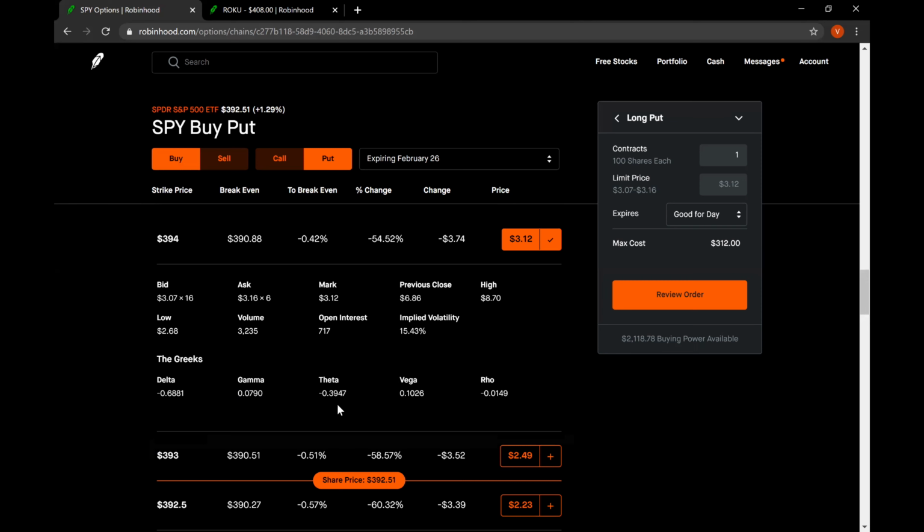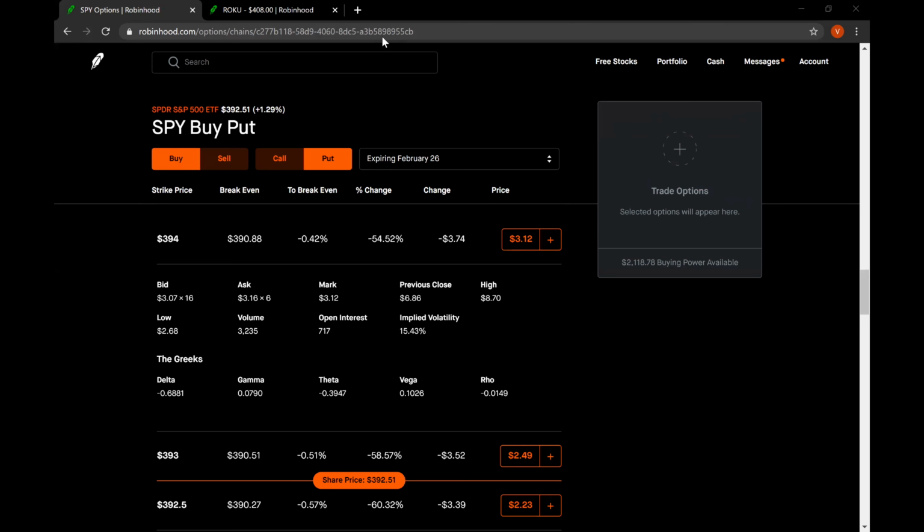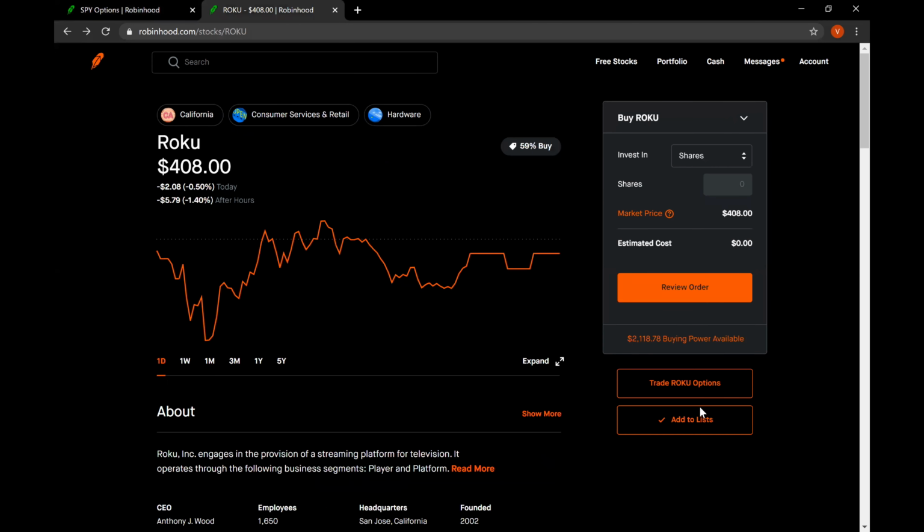Now I'm going to show you an example on Roku. So Roku is the same thing. Trade Roku options, and like I said, SPY is the only stock in the world that has 3 expiration dates in a given week. Any other stock has 1 expiration date per week. So the next one after the 26th, it's March 5th, which is next Friday.